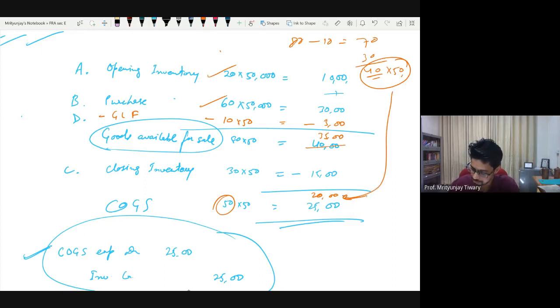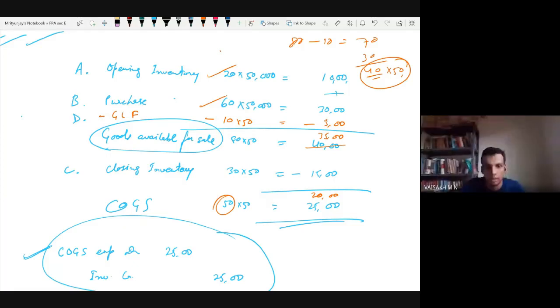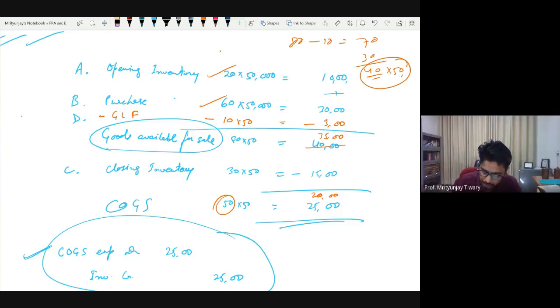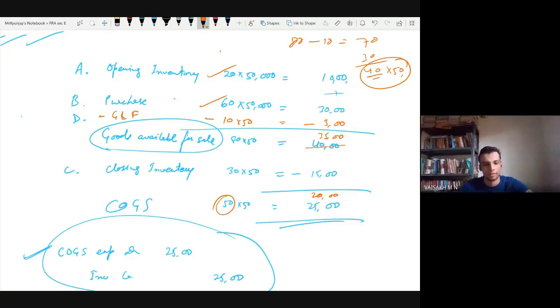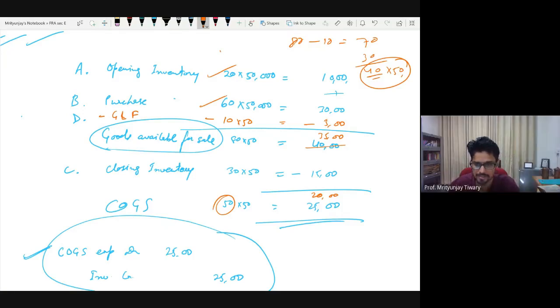Any questions up till here? No questions? I'll end the class on time, even if you ask. Even if you ask questions, no problem. All good? Sir, please expand GLF. What was that? Goods lost due to fire. I've just written it in shortcut, because if I write it long, I cannot read my own handwriting. That's the only reason I have written it so.